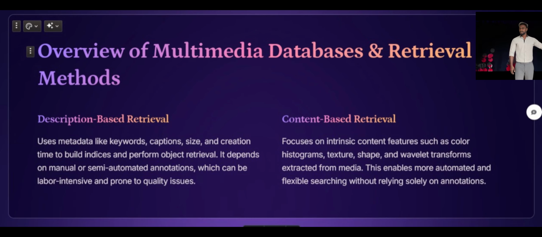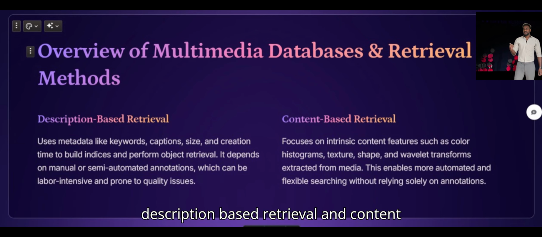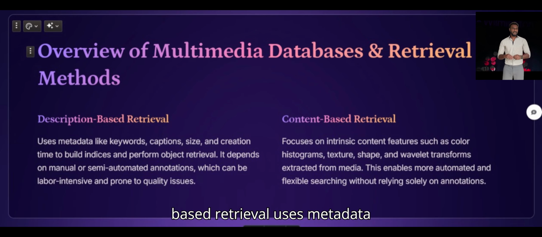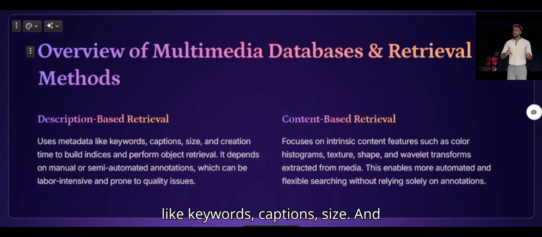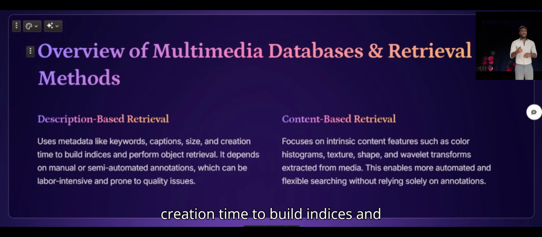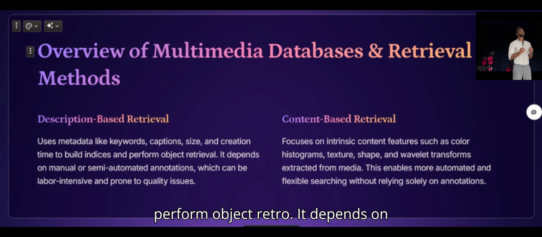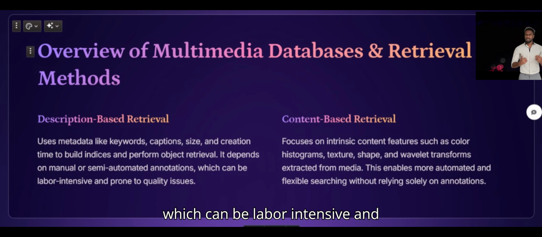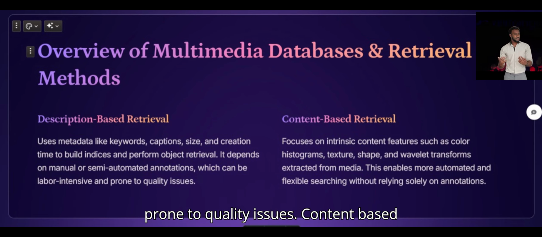There are two types: description based retrieval and content based retrieval. At first, description based retrieval uses metadata like keywords, captions, size, and creation time to build indices and perform object retrieval. It depends on manual or semi automated annotations, which can be labor intensive and prone to quality issues.